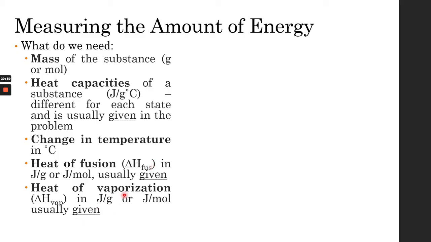And the heat of vaporization, or delta H vaporization, is usually the heat that changes liquid to gas or gas to liquid. And both of these are usually given in the problem. And their units are usually in joules per mole or joules per gram.